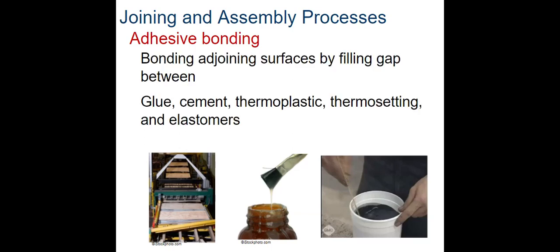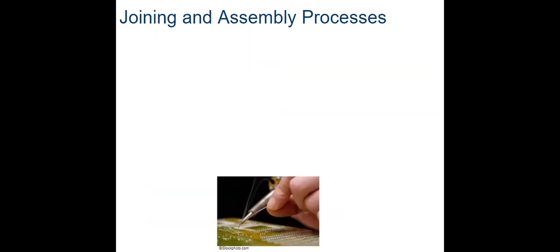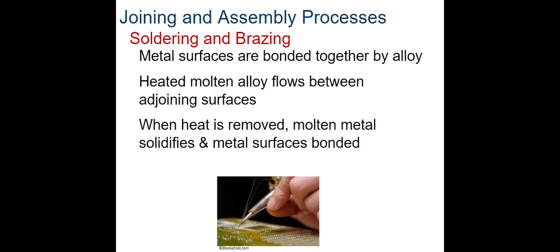Adhesives, such as glues. Basically, they'll fill the gap in between. Okay, they can use thermoplastic, thermoset, elastomers. Joining and assembly can include soldering or brazing materials where you have metal surfaces that get bonded together by another metal alloy. You heat that molten alloy and then it flows between surfaces. Again, if you've ever done any soldering, let's say in digital electronics class, that's an example of an assembly where you're assembling electrical parts. When that heat gets removed, the molten material solidifies and then those surfaces get bonded together.